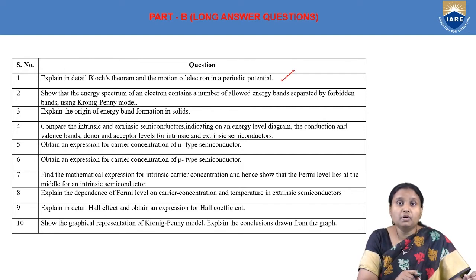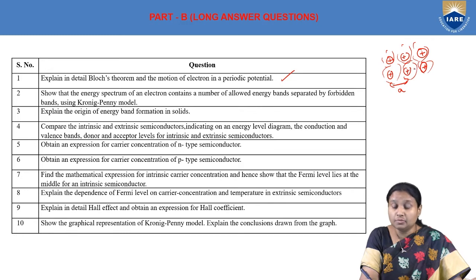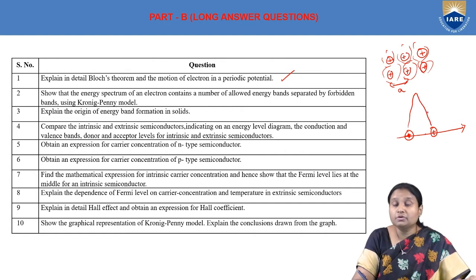Now coming to the first question. Here we have to talk about Bloch's theorem, and of course the motion of an electron in a periodic potential. Already I have discussed, if we take a one-dimensional crystal, how we define it: it is nothing but an array of positive ions. In this array of positive ions, we have valence electrons moving freely inside the crystal. And if we take a as the inter-ionic spacing, that is the distance between two adjacent positive ions, then if we take the x direction and these are our positive ions, depending upon the position of the electron between two adjacent positive ions, its potential is going to change.